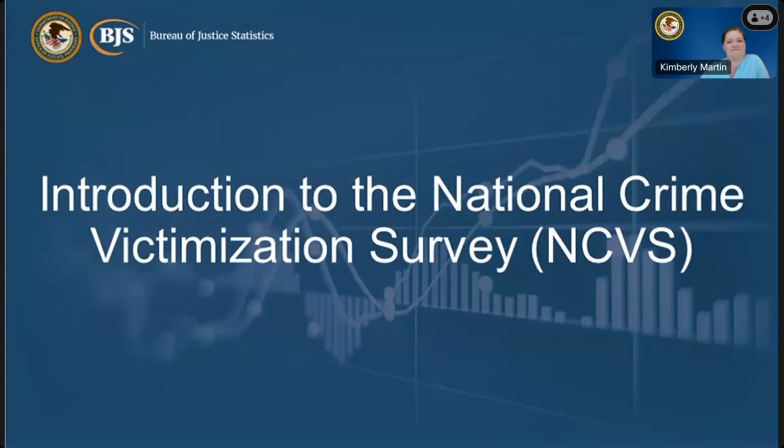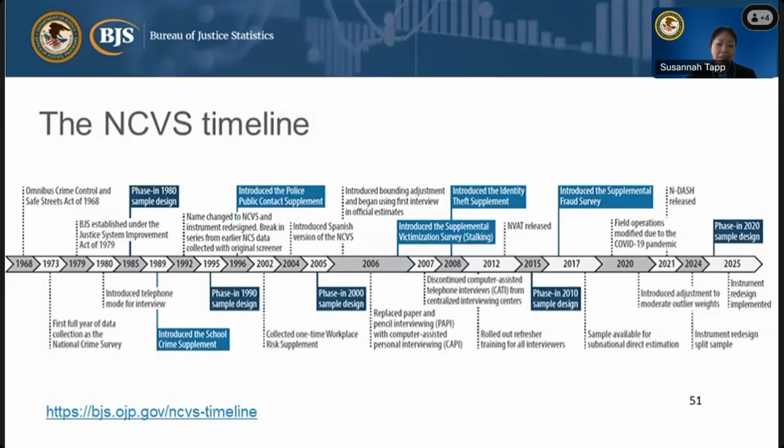Thank you, Kim. I'm just going to give you an introduction to the National Crime Victimization Survey, or as we call it, the NCVS. The NCVS is the longest-running victimization survey in the United States, having celebrated its 50th anniversary this past September. The sample gets redesigned every year to align with the decennial census to ensure that it is representative of the population. The NCVS has undergone many changes over the years, such as supplements being added to look at specific types of crime. And the NCVS recently underwent a redesign, and the redesigned instrument is in the field now.